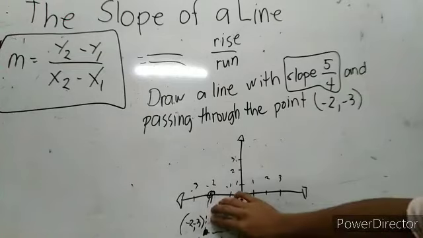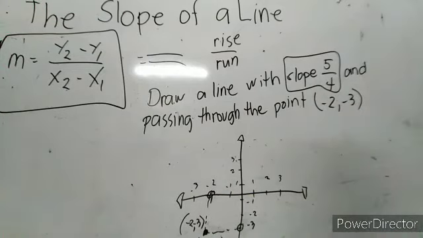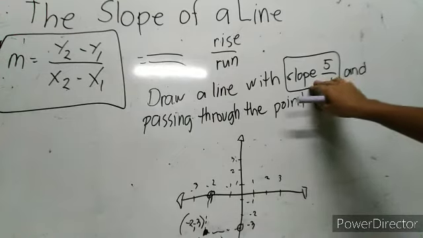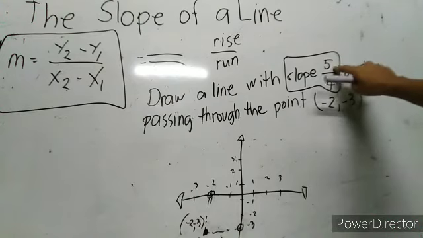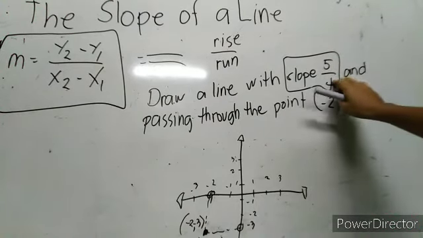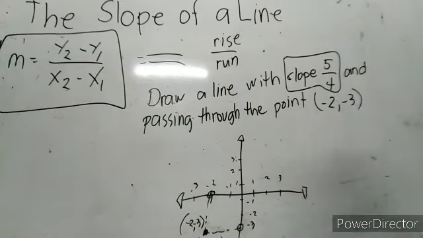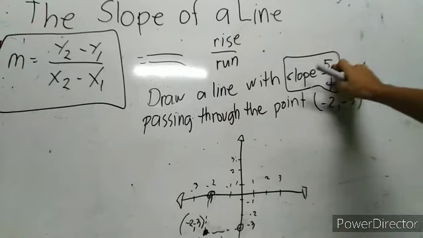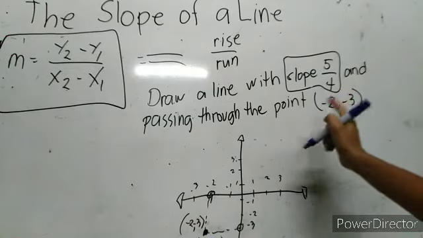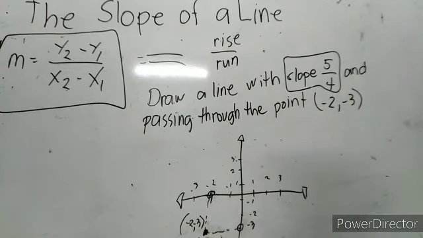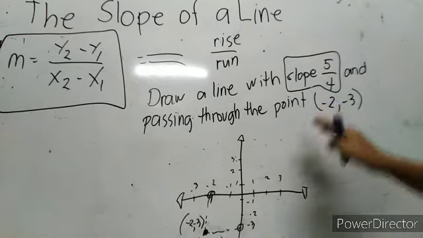So again, our slope is 5 over 4. The slope can also be read as the rise over run. Meaning, we have 5 steps to rise and 4 steps to run. Rise means we go up 5 steps. So let's count. Here is our starting point, the given point, negative 2 and negative 3. Since the slope is positive, we go up. If the slope is negative, we go down.